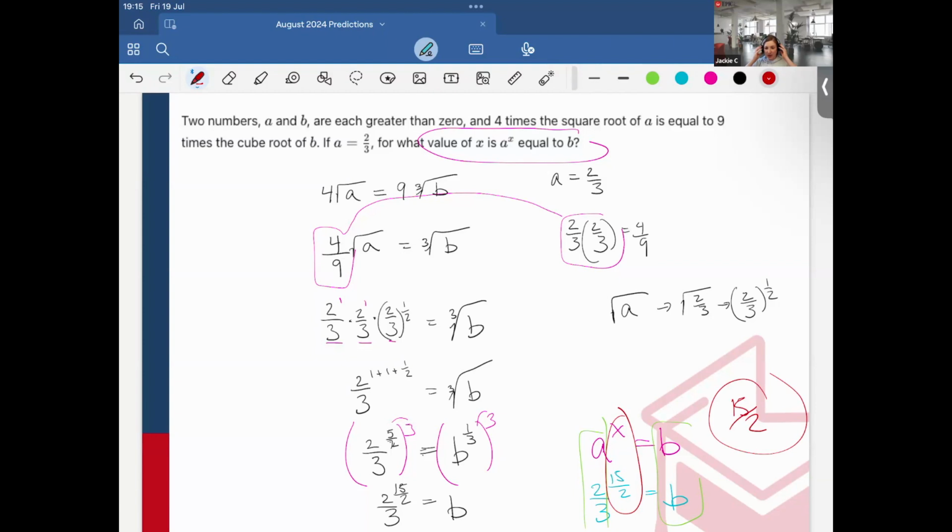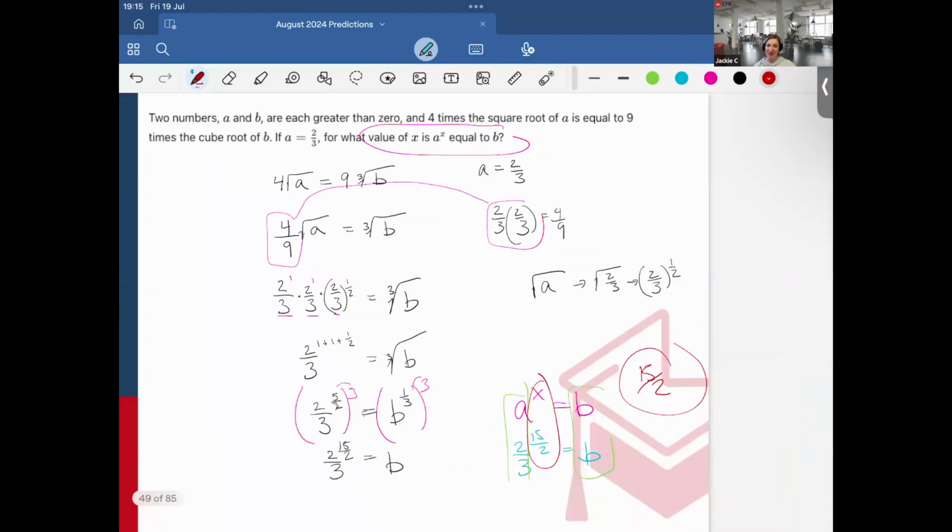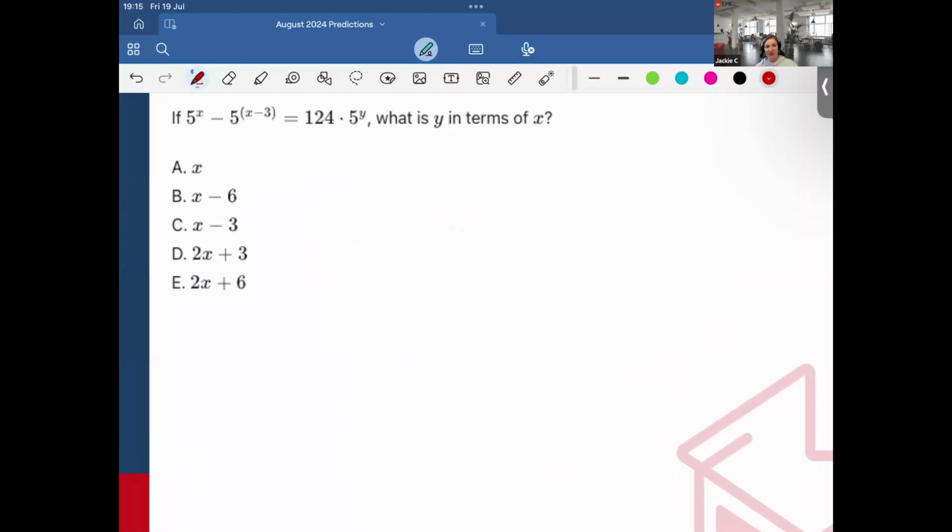Okay, so I think it's highly probable on the August SAT you'll see an exponent problem. Maybe it'll be easy, like the one I showed before in the previous videos. However, it could be more advanced. This would be a more advanced one. Hopefully you loved it and it's amazing. Okay, but let's also look at another one.